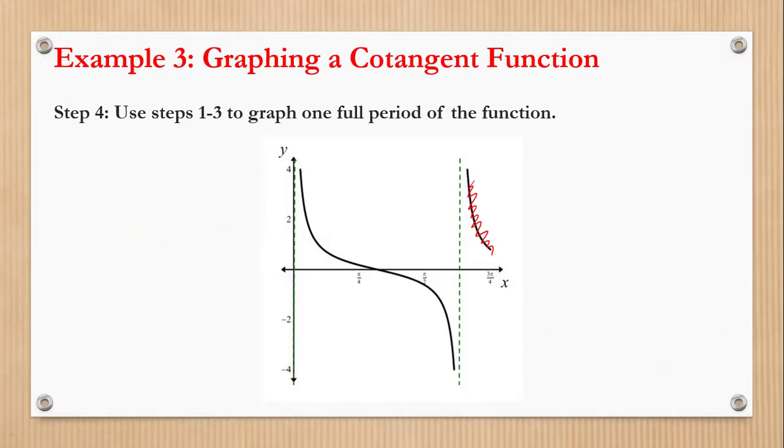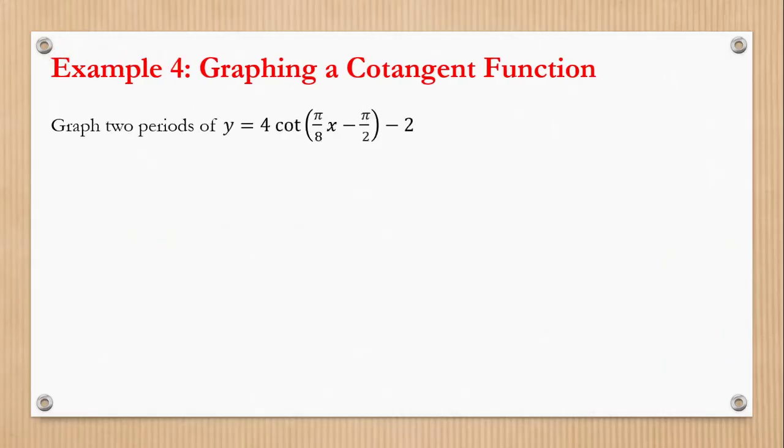Okay. Next example, we want to graph 2 periods of this function. Let's graph it for 1 period and then extend it for 2 periods. First of all, what is A? A is 4. What is B? It's pi over 8. What is C? It's pi over 2. And D is negative 2.